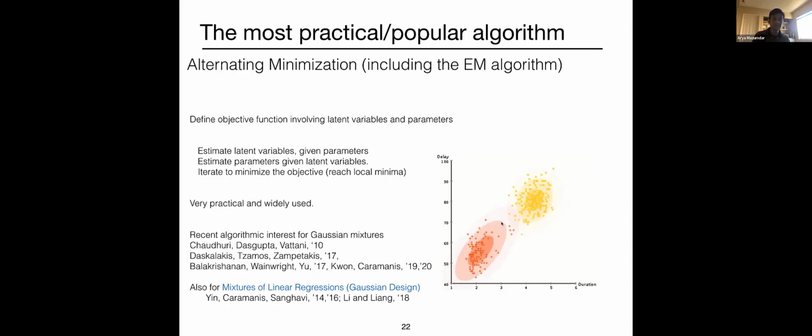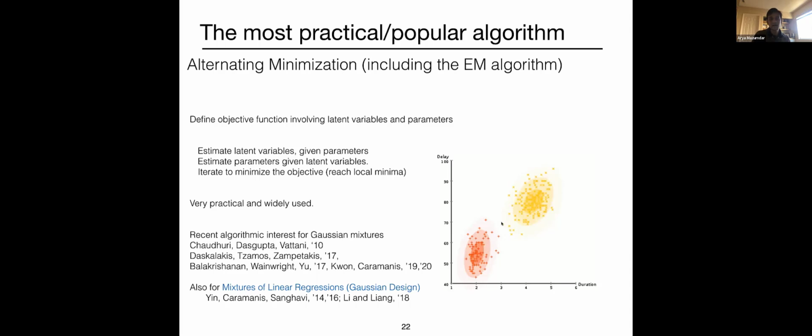So there is recent algorithmic interest in using k-means clustering or the EM algorithm for Gaussian mixtures, by these papers by Chaudhuri, Dasgupta, and Vattani, local UCSD people. There is also this paper by Daskalakis, Tzamos, and Zampetakis, and so on. EM algorithms are also used for mixtures of linear regression with Gaussian design by Yi, Caramanis, and Sanghavi, and then very recently by Li and Liang.